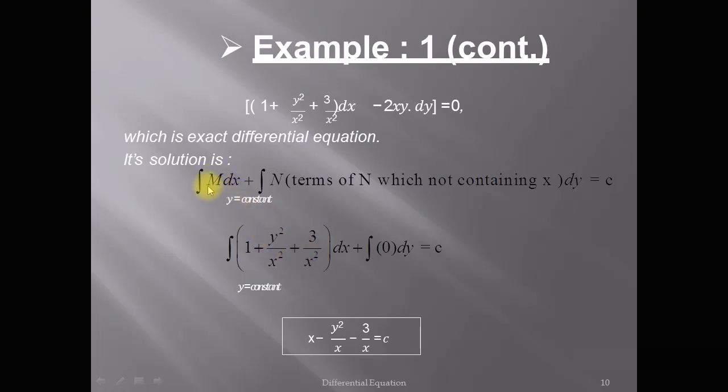So taking integration of the m term with respect to x, and since in this differential equation there is only one term which contains x, we skip the integration of the n term, so only taking the integration of m with respect to x. The integration of 1 is x, and the integration of y square by x square with respect to x is minus y square by x, and the integration of 3 by x square with respect to x is minus 3 by x, equal to c. Now this is the solution of this differential equation.